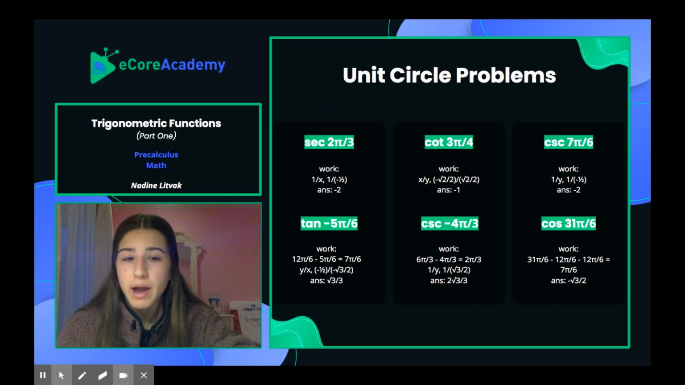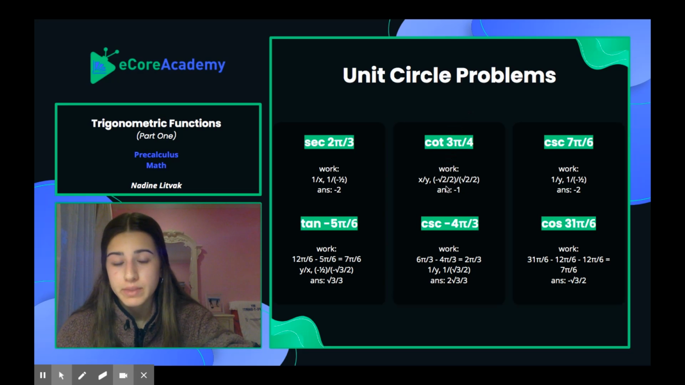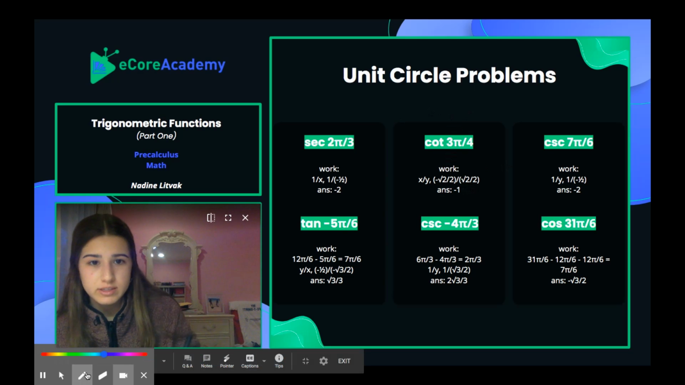Cotangent of 3 pi over 4. So, we know on the unit circle, cotangent is x over y. The coordinates at 3 pi over 4 in the unit circle are negative root 2 over 2 and root 2 over 2. So, the work for this would be x divided by y, which is what I have here. Negative root 2 over 2 divided by root 2 over 2, and if you do the work for this, you will get negative 1. And I will show you up above the work for this.